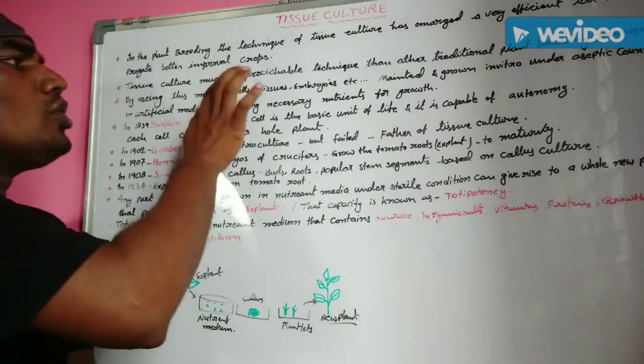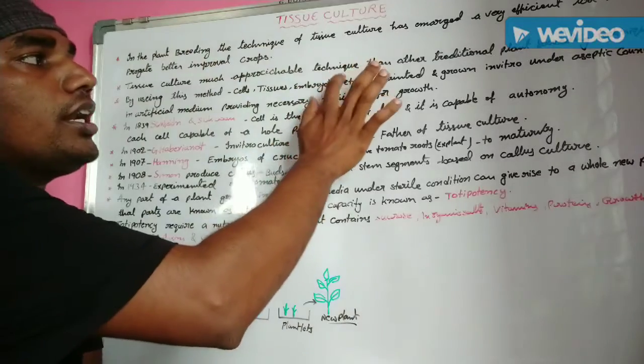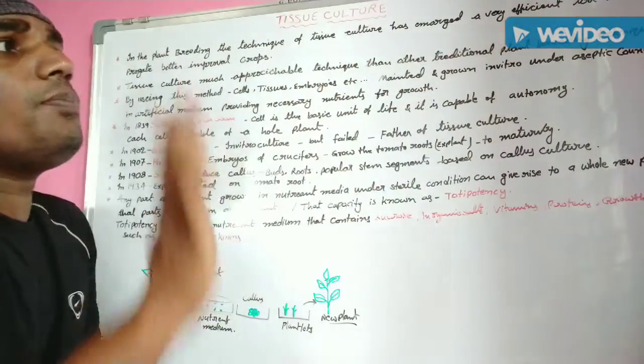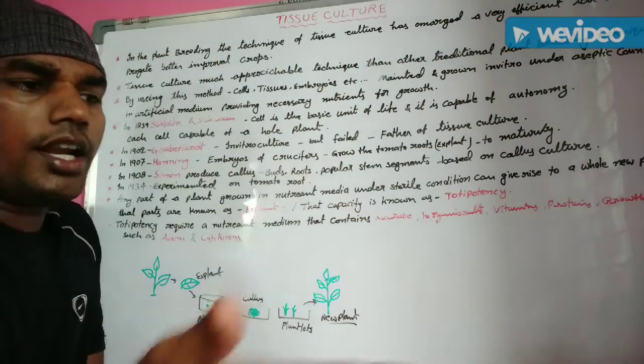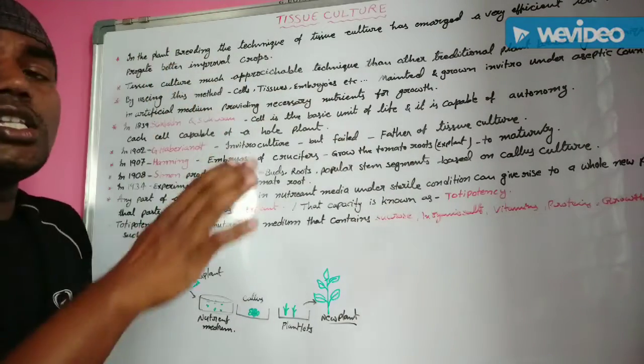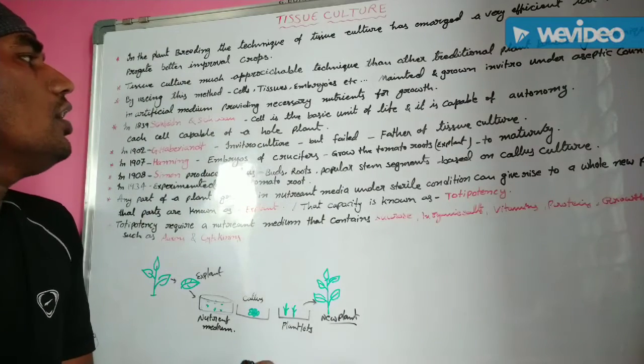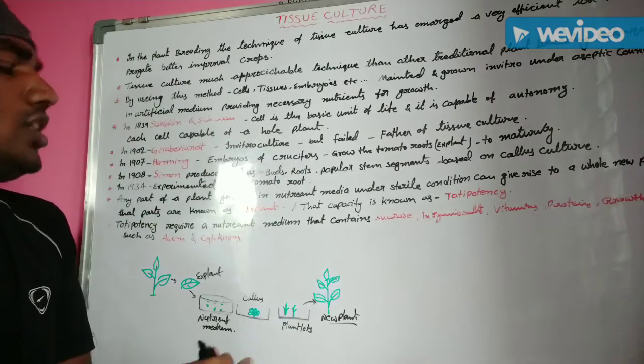Tissue culture is a more approachable technique than the other traditional plant breeding techniques. Compared to other traditional plant breeding techniques, this tissue culture is a very efficient technique. Understand? Very efficient technique. Next one.